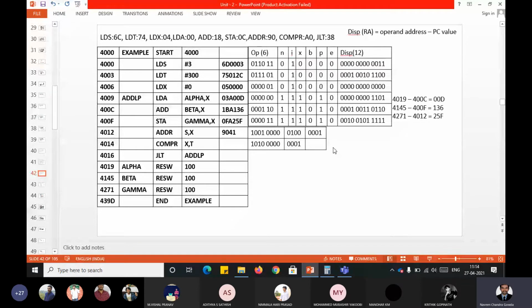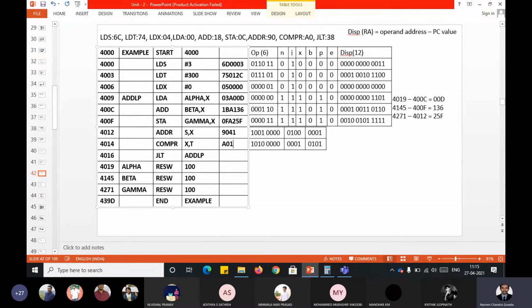Now I was here. The opcode of compare is A0, followed by the register number of X, which is 1, and the register number of T. In the series of A X L B S T F, the register number of T is 5, not 6. So 0101. So what do you get? You get A015. That's the object code for COMPR X comma T.